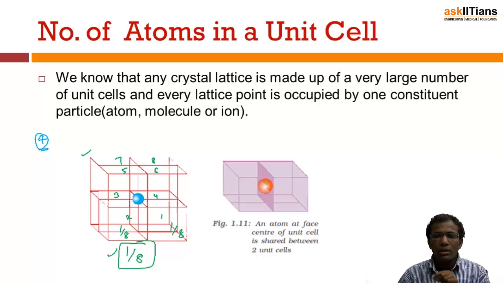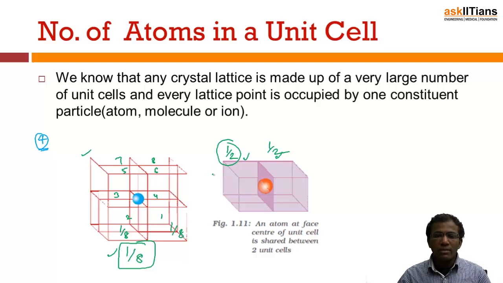Let's come to the particle present at the face center. If a particle is present at the face center, this face is shared by 2 unit cells, so the particle is also shared by 2 unit cells. Only half of the particle belongs to each unit cell. So the contribution of a particle present at the face to one particular unit cell is only 1 by 2.